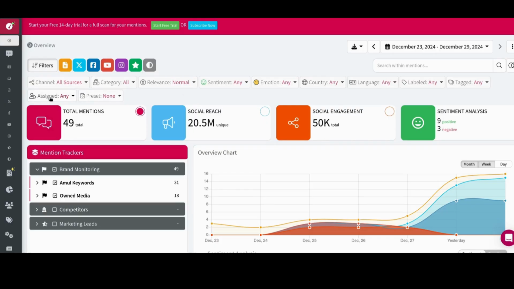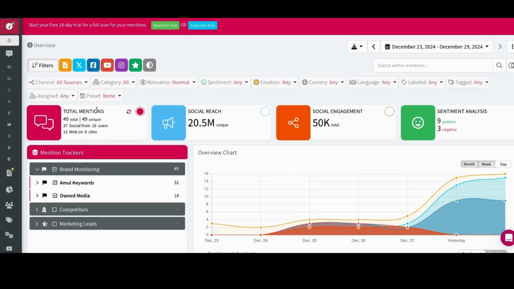Then there's another option of assigning roles. So if we are working in a team and you want to distribute different categories or different filters to different team members, this tool can be used for that purpose too. And then we can have a preset for saving our analysis at a certain period of time.